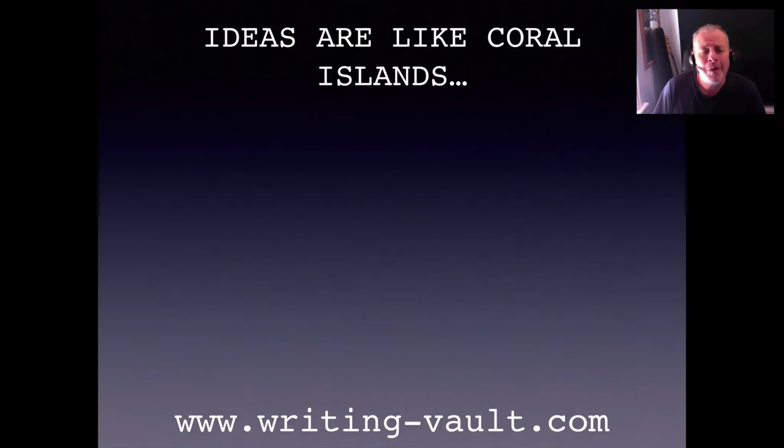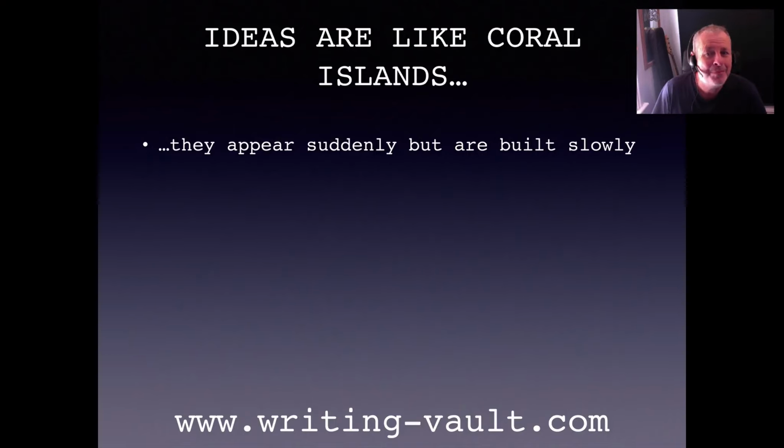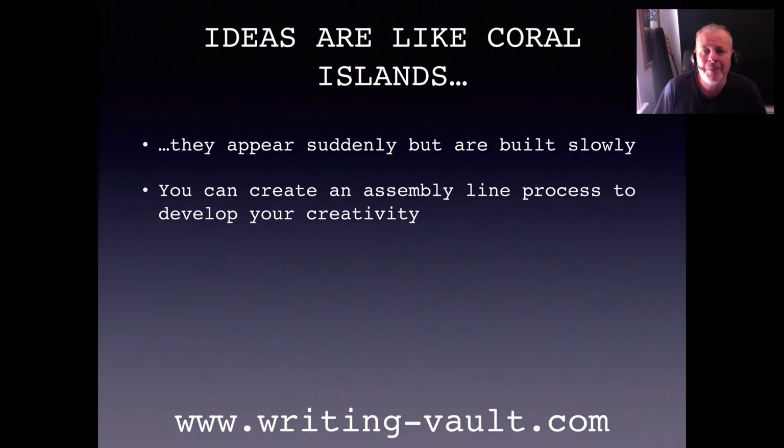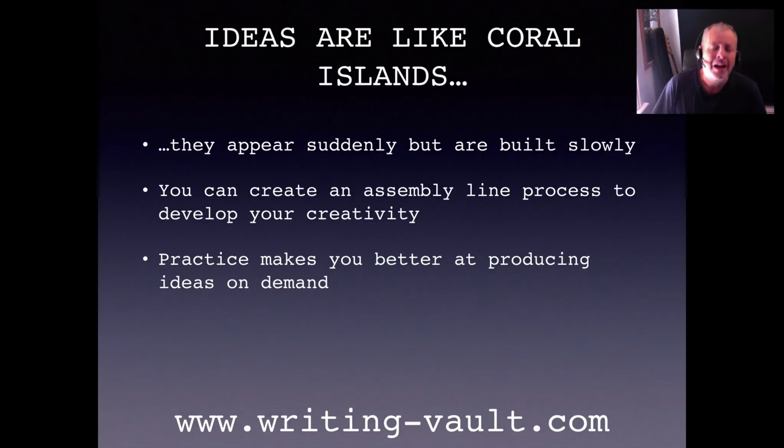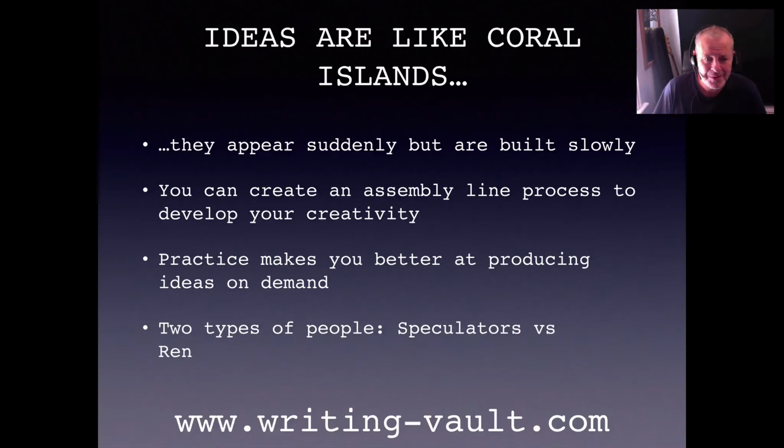So Webb Young said, ideas are like coral islands, and I really like this metaphor. He says they appear suddenly but are built slowly, and you can create an assembly line process that will help support your creativity in coming up with ideas. And by practicing this and practicing coming up with ideas, it makes you better at producing creative ideas on demand.